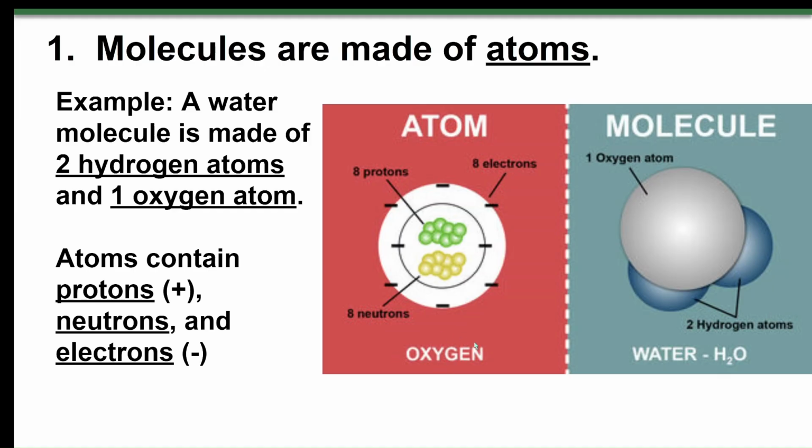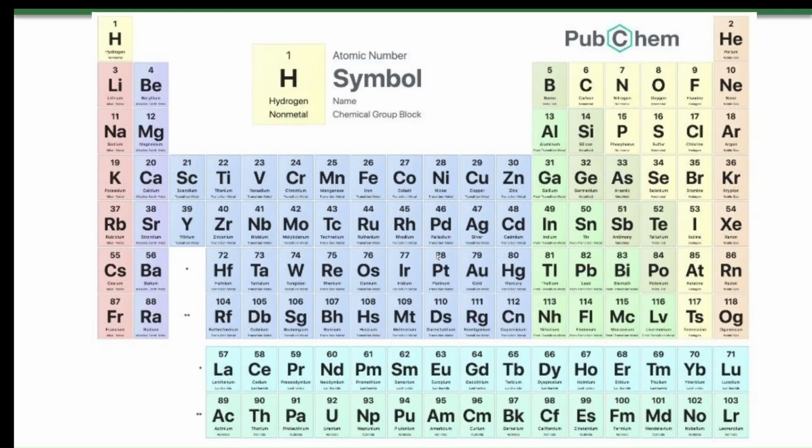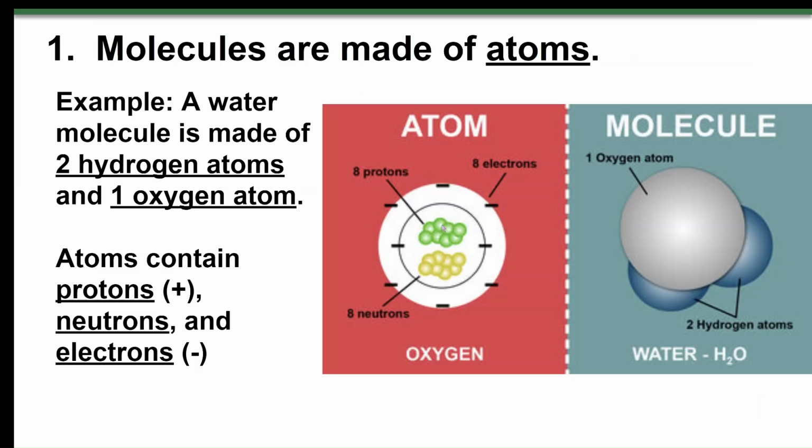And in this example, we see that oxygen has some green things in the middle and some yellow things and then some minus signs around. They're not actually those colors, but they're here for representation. Those green things are going to be representing the protons. Those yellow things are going to be representing something called neutrons. And those negative signs are going to be things called electrons. So in this one atom, we have, let's say, 8 of each. We have 8 protons, 8 neutrons, and 8 electrons.